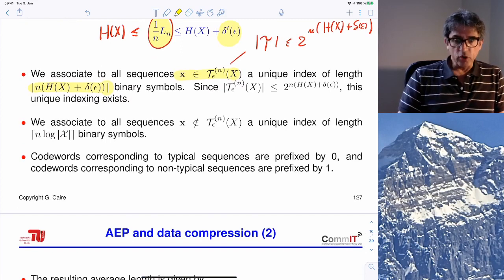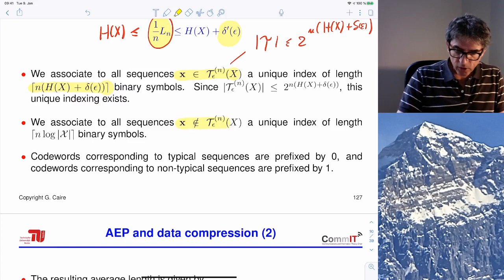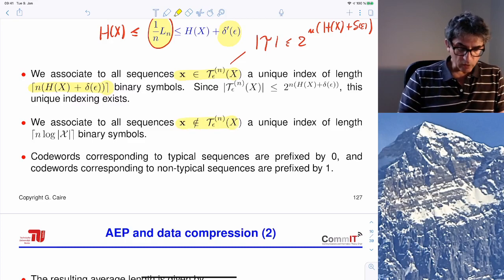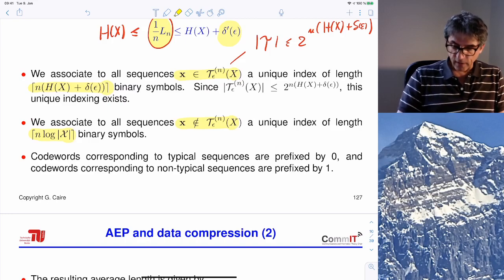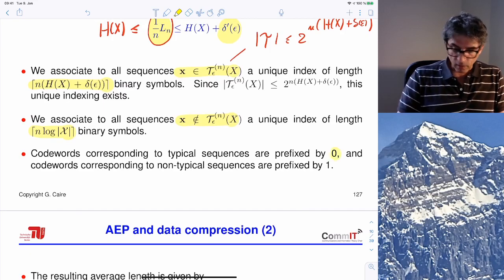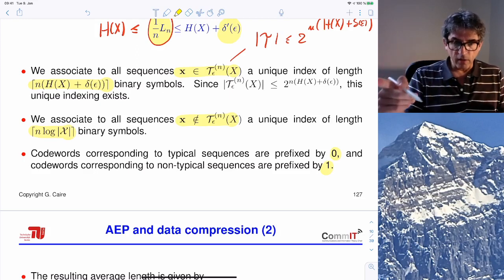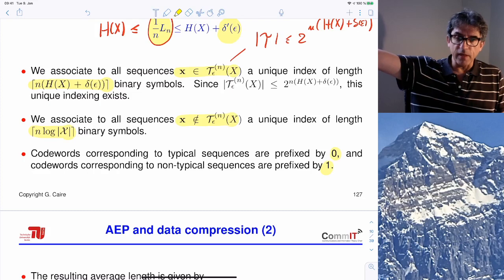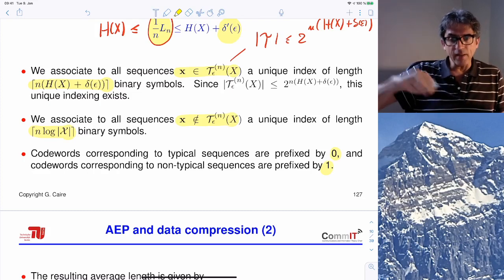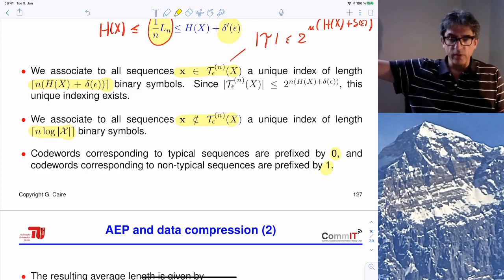Then what happens if the source by accident produces something that is non-typical? Well, in this case, we simply represent the source sequence without compression. So we need n times the ceiling of the log of the cardinality of the alphabet, and this is what we need in terms of binary symbols. Then we prefix the typical sequences with a 0 and the non-typical sequences with a 1, so we know what's going on. If the decoder sees a 0, then it reads the index and goes into the library of typical sequences and takes the sequence corresponding to the index. If it sees a 1, then it takes the whole sequence explicitly.